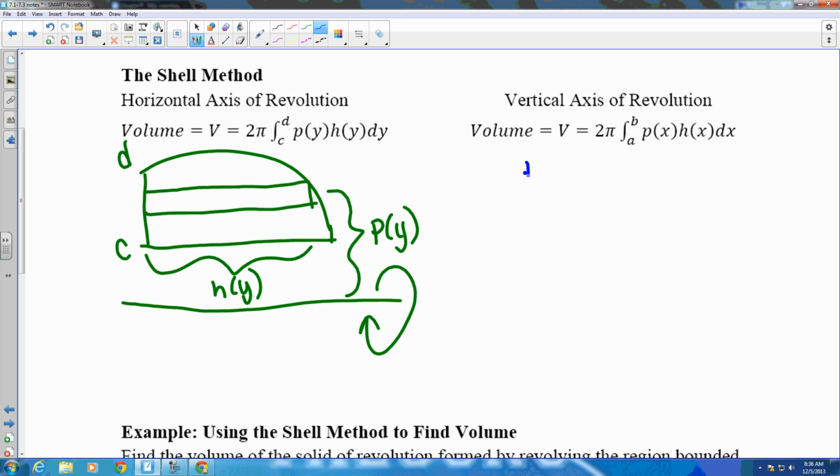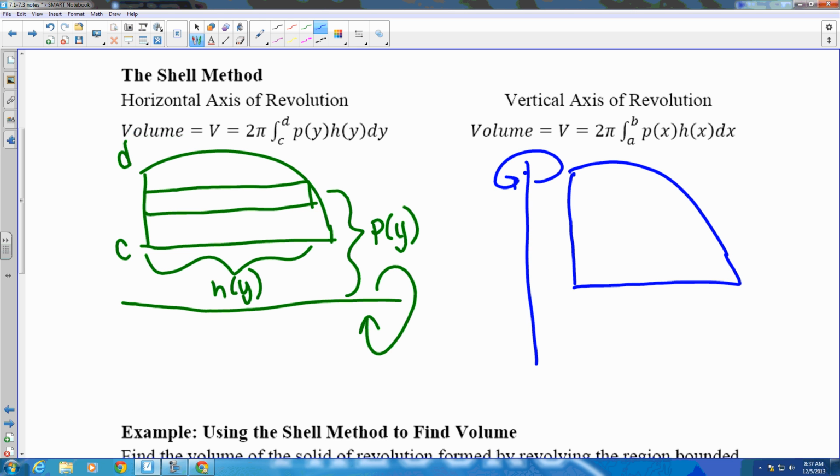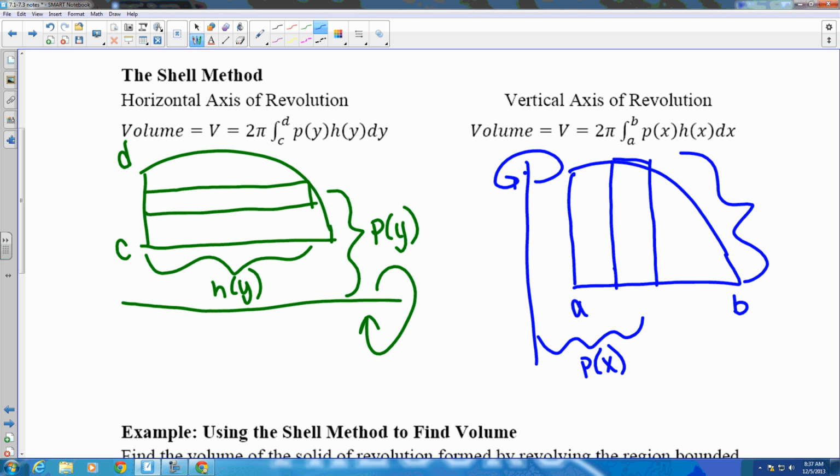Now if we're flipping around the vertical axis, a similar looking shape, we're integrating from A to B, and again you want to draw in your rectangle. When you're using the shell method, it's always going to be parallel to the axis of revolution. So p of x is going to be the distance it takes to get to the rectangle, and your h of x is the height of the rectangle.